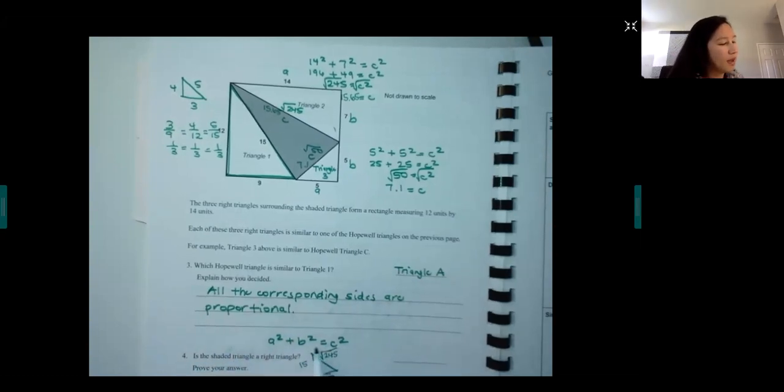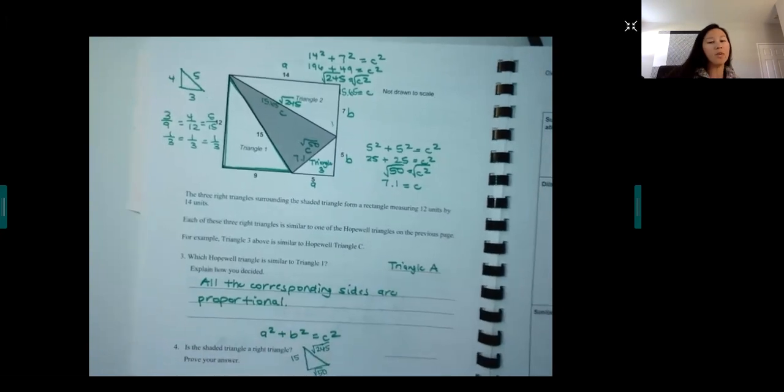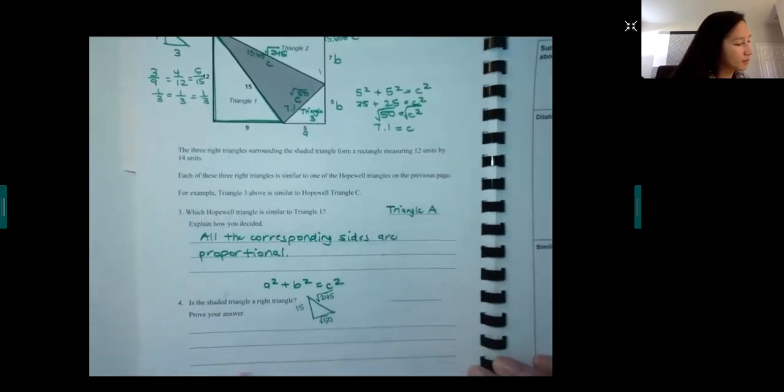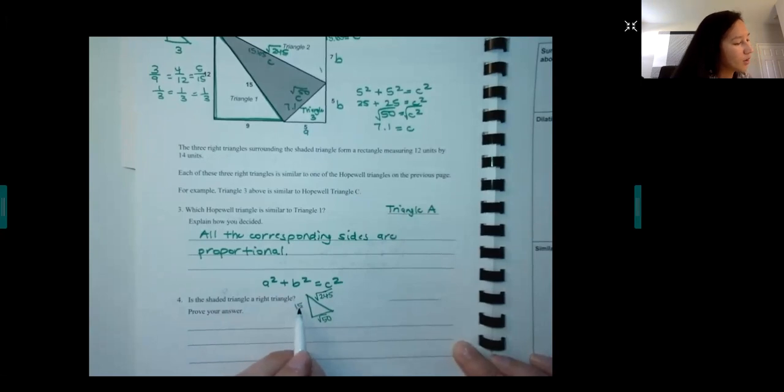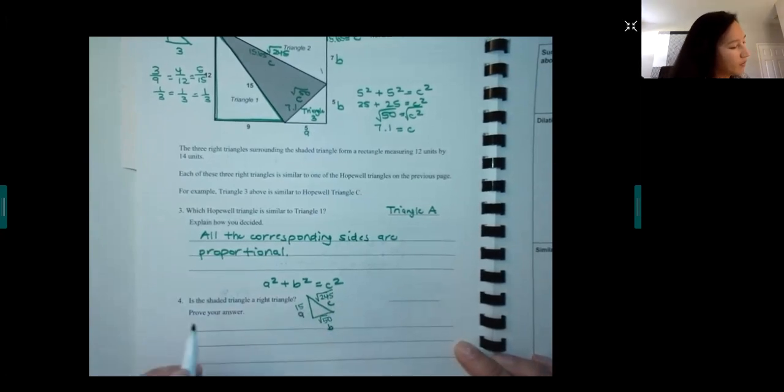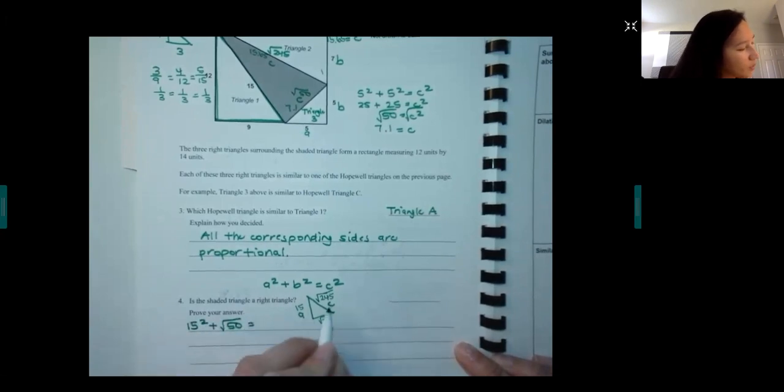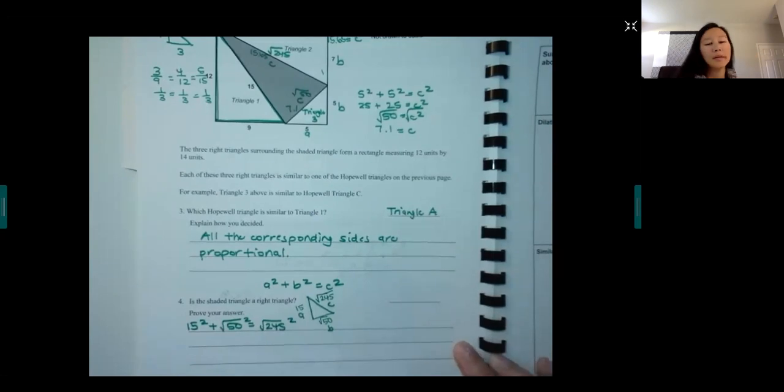So now let's see if a squared plus b squared equals c squared. Our hypotenuse is c right here, the square root of 245. So we'll call this one a and this one b. So we get 15 squared plus the square root of 50 squared equals c squared, which is the square root of 245 squared.